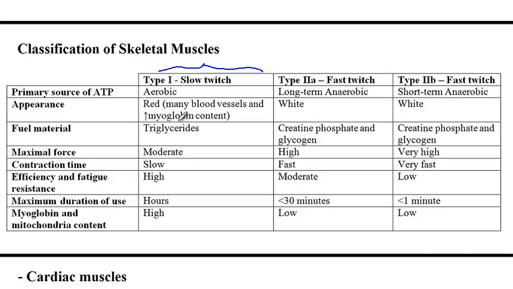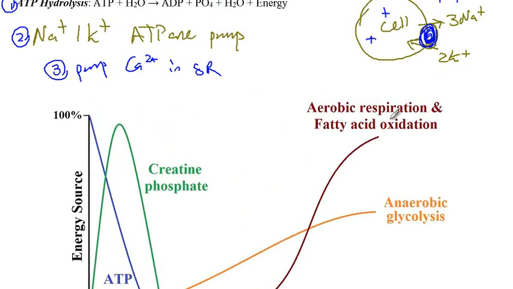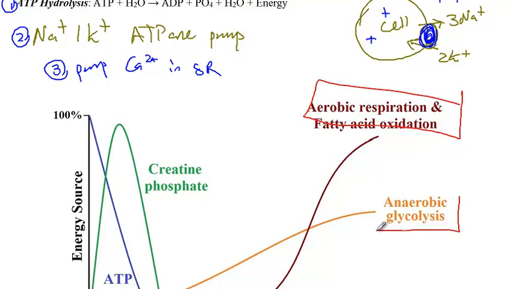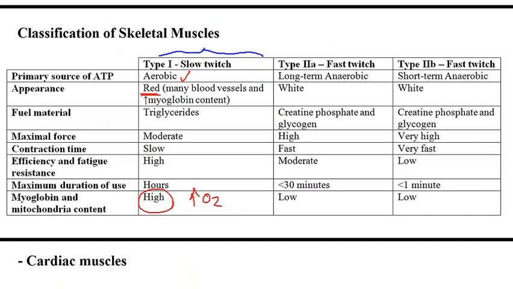So because of high myoglobin content and many blood vessels, the type 1 or slow twitch muscles have a red color. All right, and these muscles have a lot of mitochondria as well as myoglobin content to have high oxygen content in order to initiate aerobic respiration. So in other words, slow twitch muscle fibers are mainly using aerobic respiration versus the fast twitch that uses anaerobic glycolysis for energy production. Now this difference in the source of energy production will generate different properties for every one of these muscles.